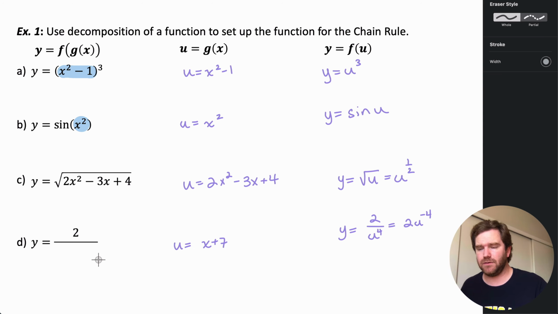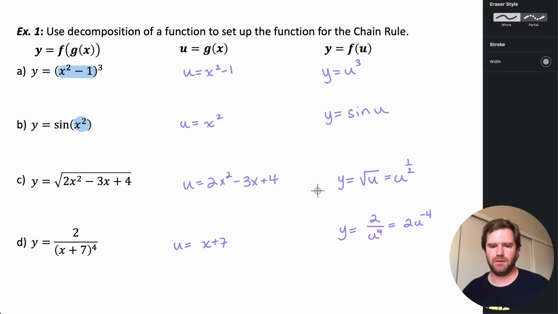And I know how to take the derivative of 2 over u, but I don't know how to take the derivative of x plus 7 to the 4th. I would need to put something in for that as well. So rather than making u the whole denominator, I'm just going to make u what's on the inside of that quantity that's raised to the 4th power. Because if I make u x plus 7, then I get 2 over u to the 4th, like I have here. And using my negative exponents and then power properties, I can take this derivative pretty easily.